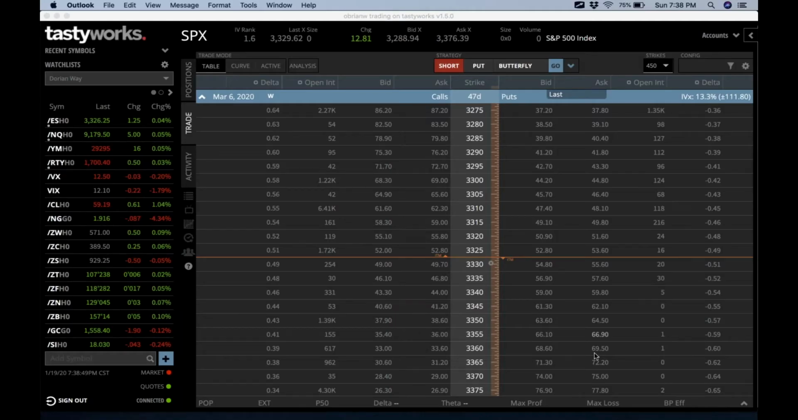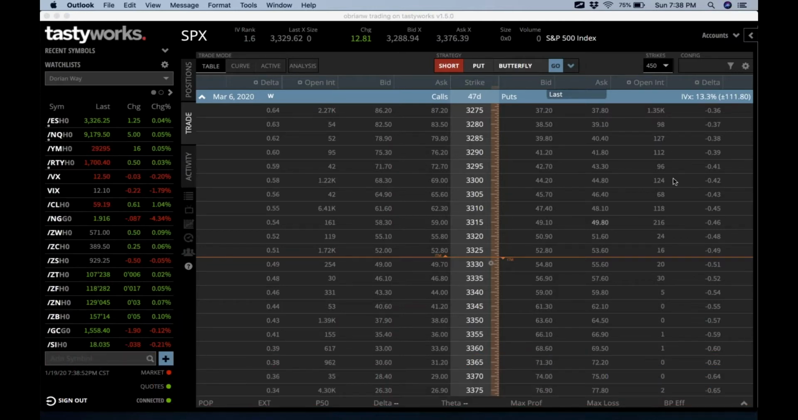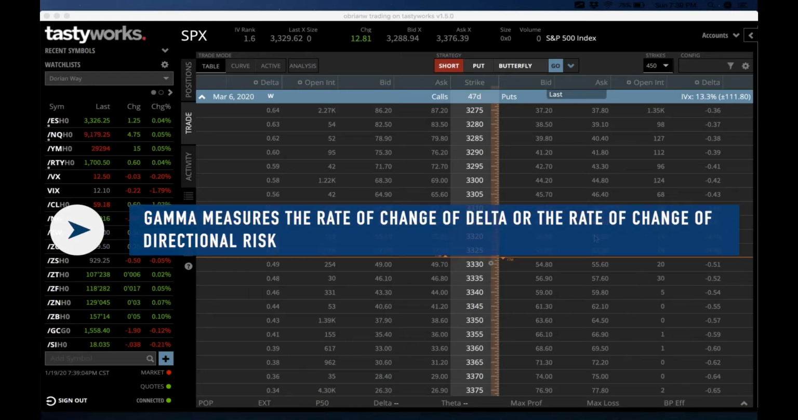Delta is one of the four major option Greeks when you're dealing with options, whether options on stock or options on futures. Whatever you're dealing with when it's related to options, Delta is a part of that. You have Delta, which I believe is the most important option Greek, and then you also have Gamma, which is a derivative of Delta. It measures the rate of change of Delta.